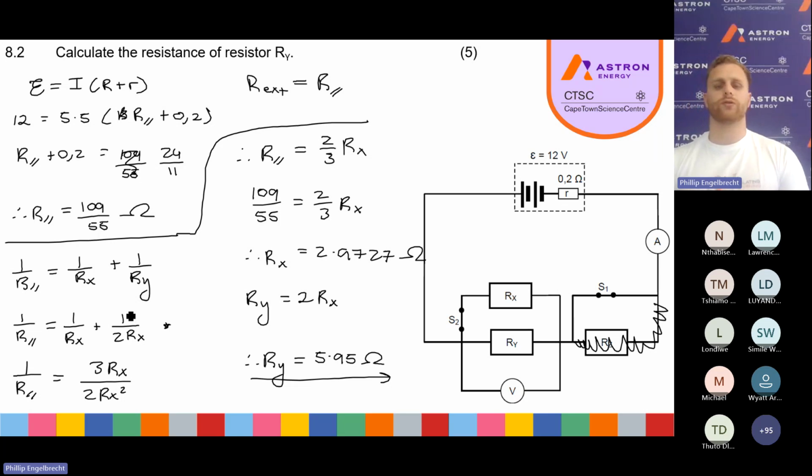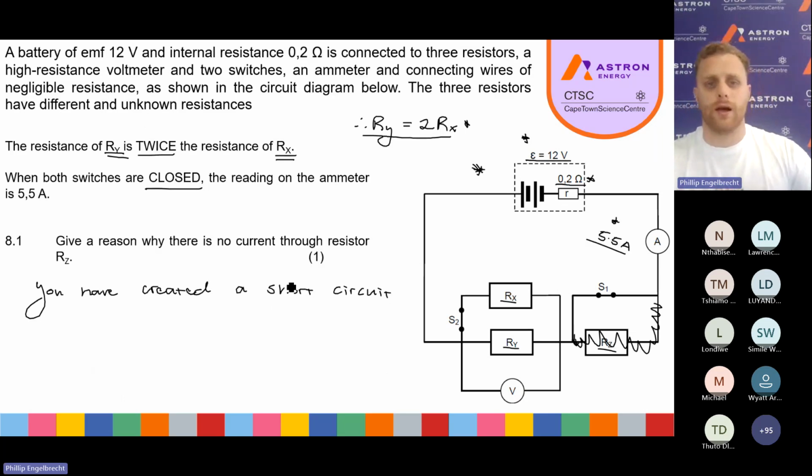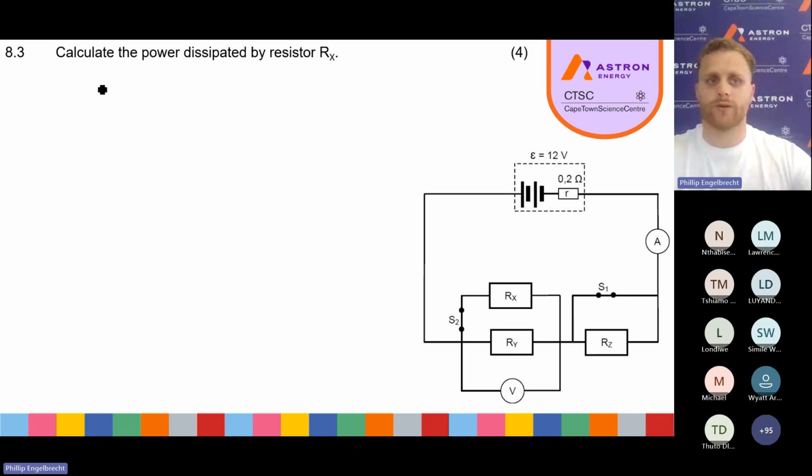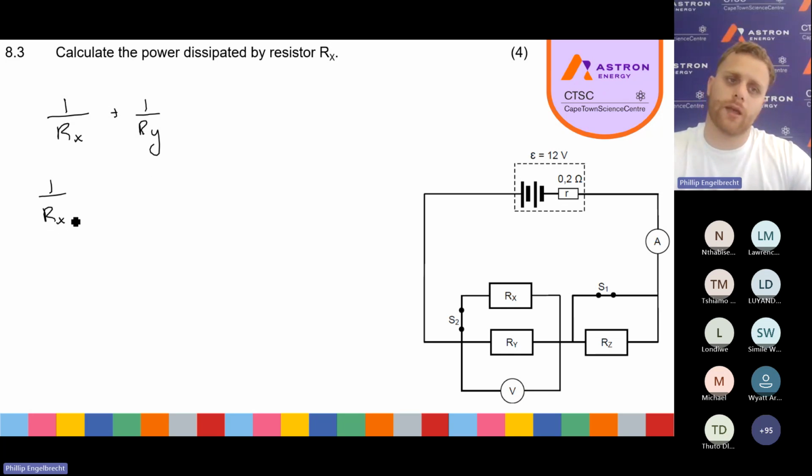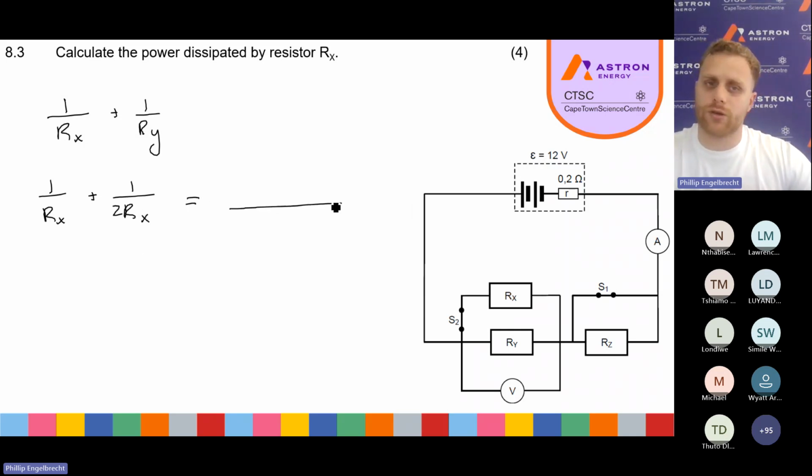How did I get 3 over 2? Let me show you. Ignore the question. So I had 1 over Rx plus 1 over Ry. Now, we were told in the beginning that Ry was twice resistor X, so that becomes 2 times resistor X. When you add fractions, you multiply the denominators, so that becomes 2 times Rx times Rx.